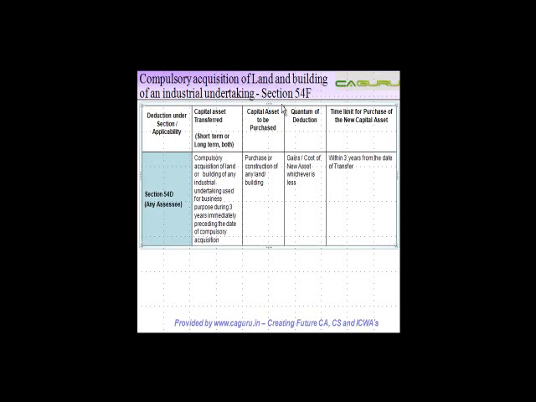Now let us see the exemption which arises for capital gains which arise on compulsory acquisition of land and building of an industrial undertaking. Now we discussed this point earlier also. In some cases what can happen is that certain land, or maybe a building constructed on this land, may be compulsorily acquired by the government. The government has to form many development projects in connection with which at times it might be required to acquire some land.